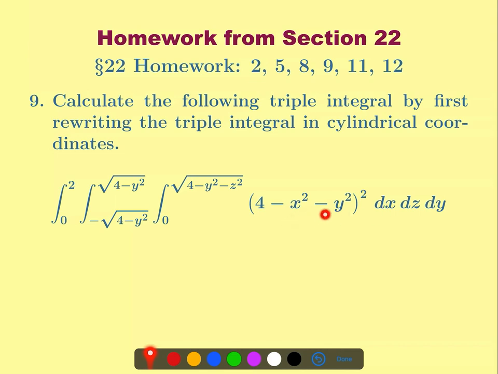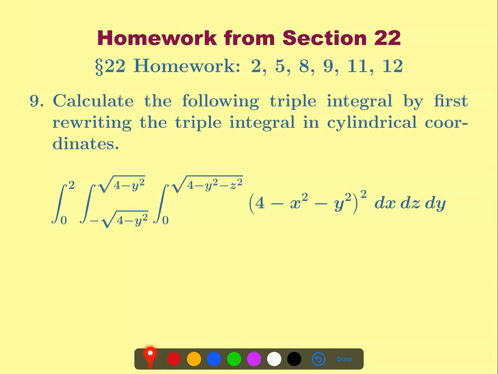This one you could integrate with respect to x if you wanted to. You could just square this out and then integrate it. But then you're going to have to integrate with respect to z, and you're going to have some extra square roots in there. In fact, you have the square root in here coming. And it looks like it could get kind of messy. But cylindrical coordinates won't be too bad. Let's see what that looks like.